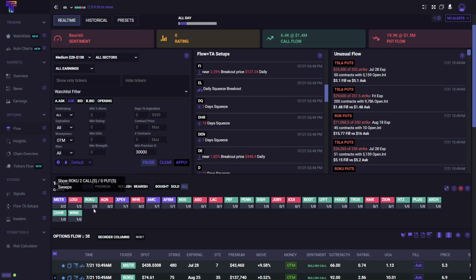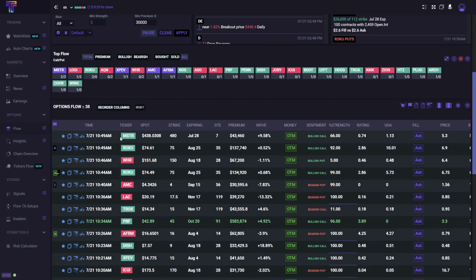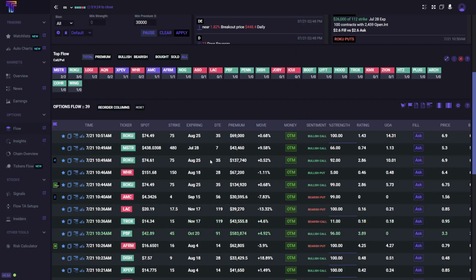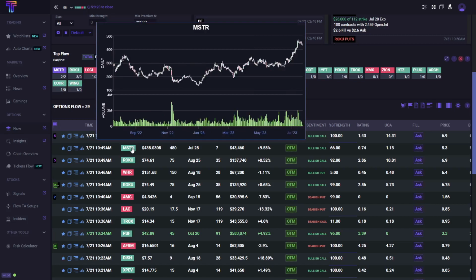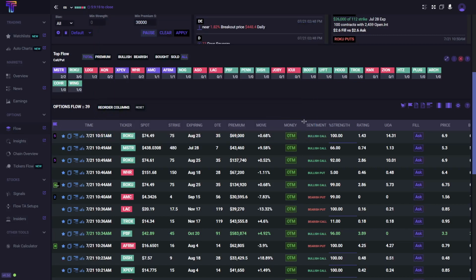So Roku has 2 calls, NOG has 1, PBF, PEN, Dish, etc., etc. So right off here, MSTR, in the next 7 days, somebody's expecting it to go up 10%. It's already on a strong uptrend. Looks like they're seeing a continuation to the upside.